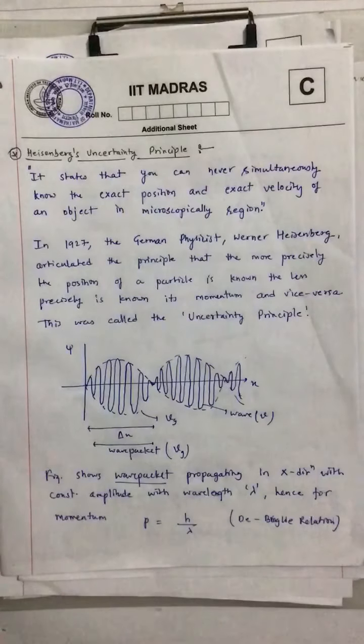He articulated the principle that if you try to find out more precisely the position of a particle, then less and less precisely we can know the momentum, and vice versa as well. If we try to find out the momentum precisely, there will be maximum uncertainty in the position, and this is the uncertainty principle.